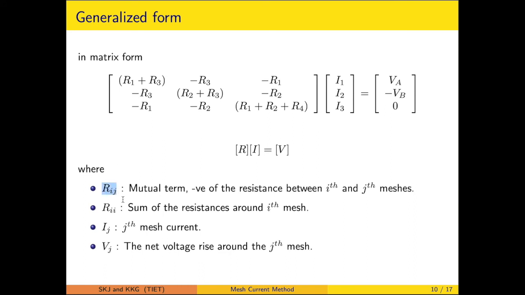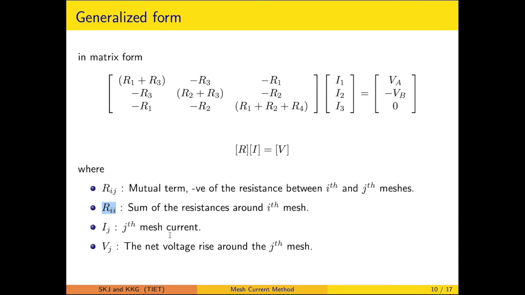So Rij means the element value for the ith row and the jth column. When i and j are different, it represents a mutual term, and that mutual term comes out to be the negative of the resistance between the ith and the jth mass. If we are referring to 1 2, then this is the negative of the resistance connected between 1 and 2. Rii is a self term, so it is the sum of the resistances around the ith mass. Whatever is encountered in that ith mass is written.